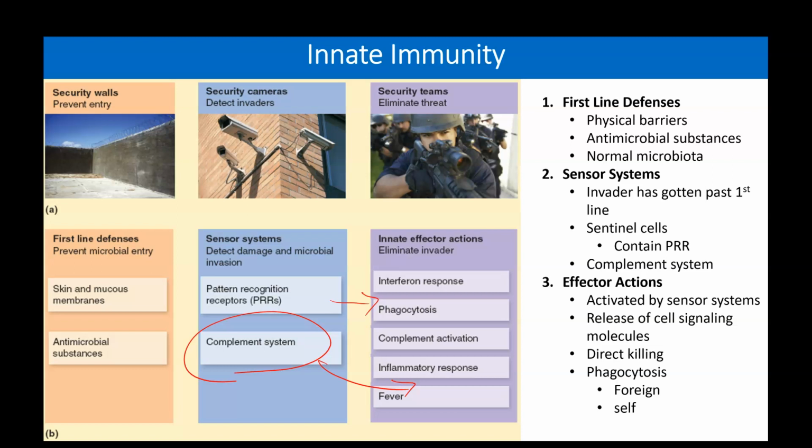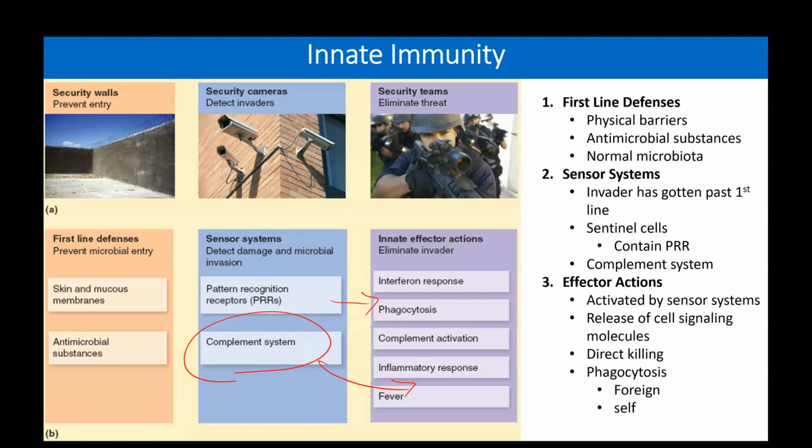So let's talk about our last branch of innate immunity, and that's the security teams, right? If we have a sentinel, a guard, watching the security system, and they see someone sneak in, they're going to call the alarm, right? They're going to turn on the siren, and they're going to put out an all call, let people know that the north wall has been breached, or whatever it might be. And then we're going to have effector teams come in and eliminate that threat.